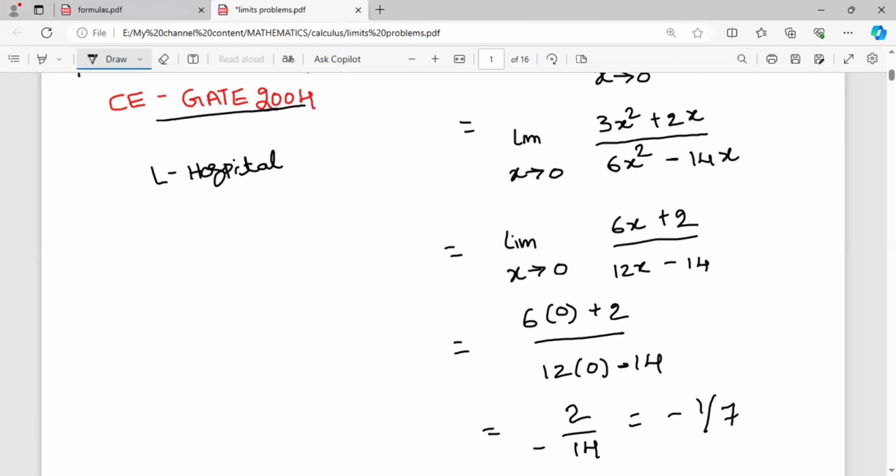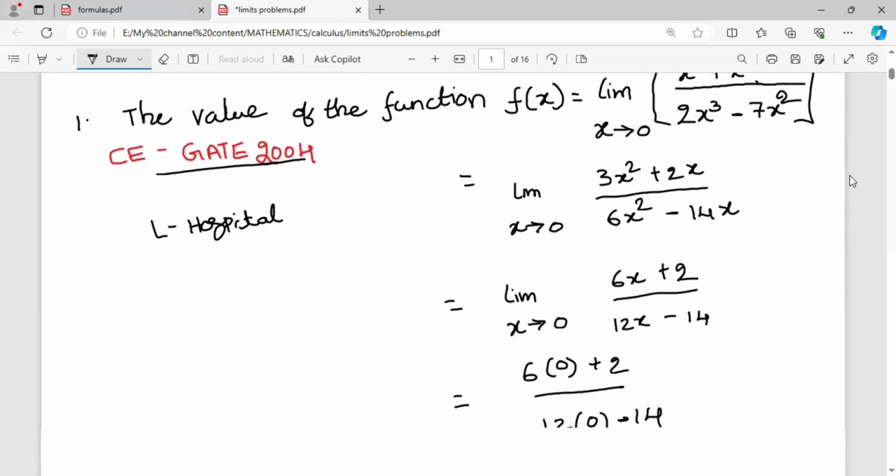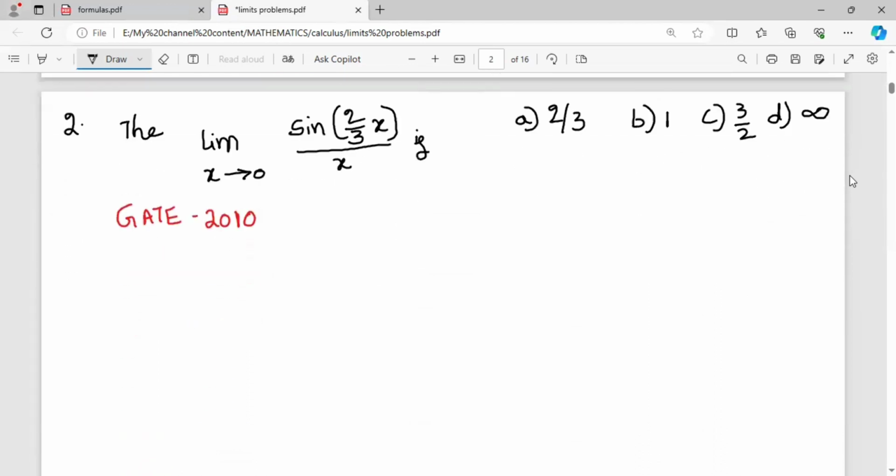So in this way we can solve the problems on limits. This is the procedure. Next, let us go to another problem. The problem is limit x tends to 0 of sine of (2 by 3)x divided by x. This question was asked in 2010 for 1 mark.